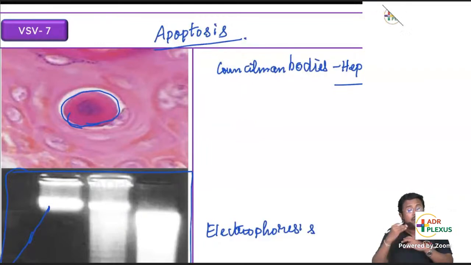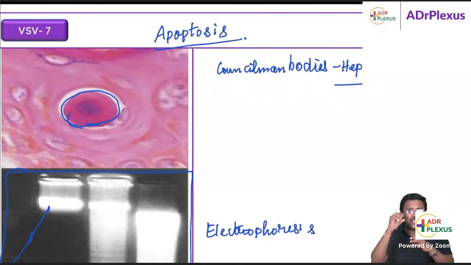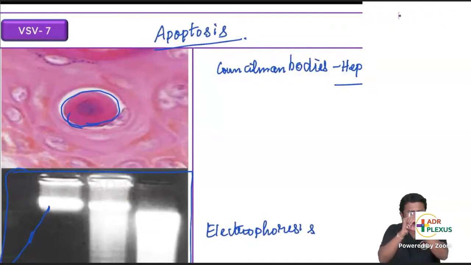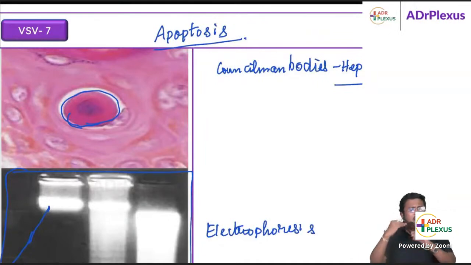Councilman bodies, and any organ which has got the duct obstructed. Say for example, salivary gland, a stone is obstructing the duct. The organ will go in for apoptosis and will be atrophied. So remember, in all these changes, you will be getting this apoptosis.